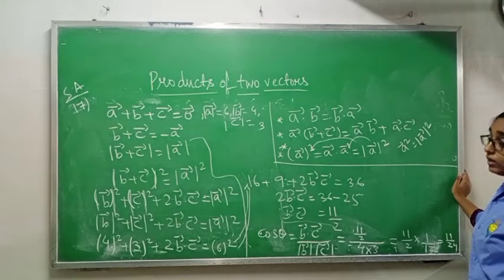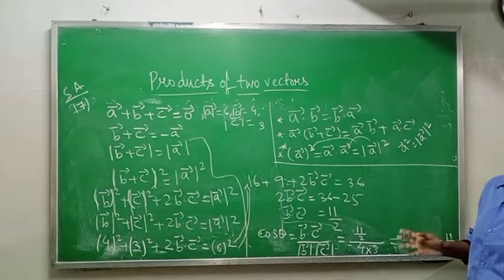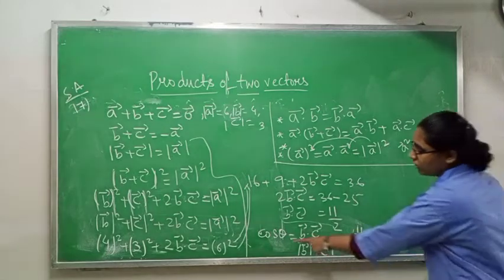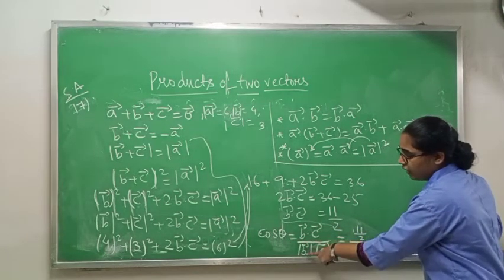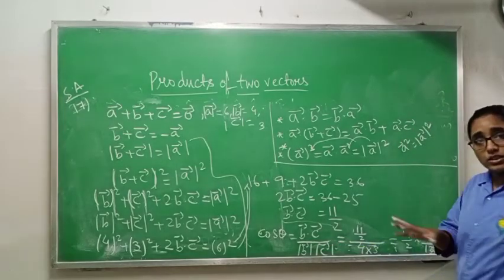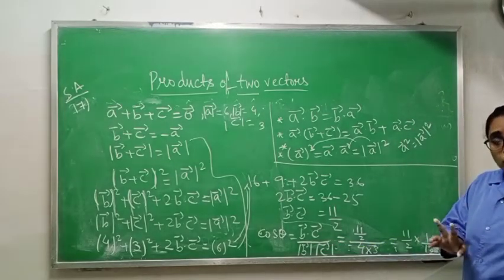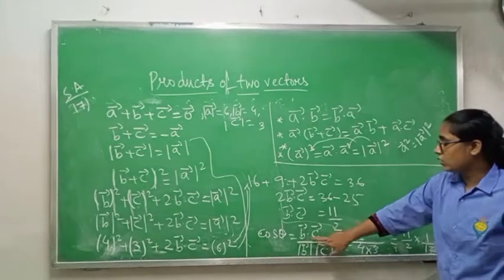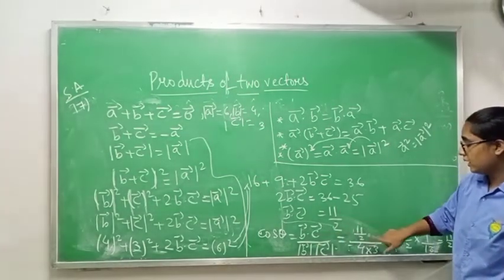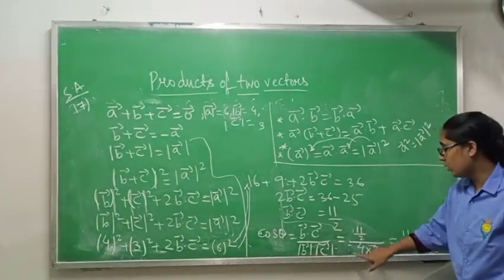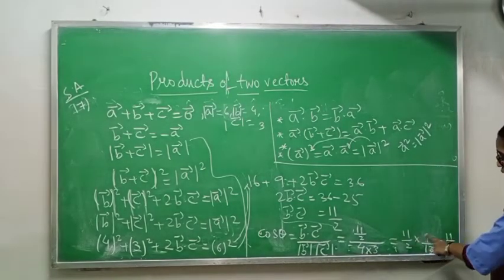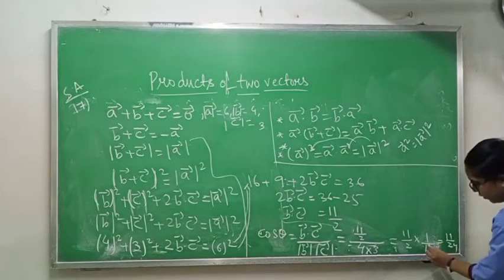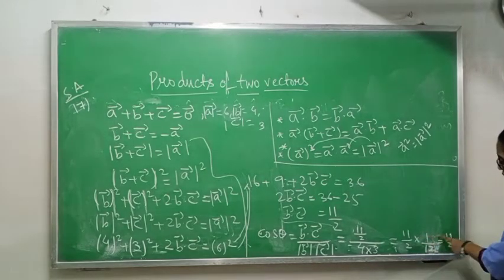Okay, understood up to here? Now they are asking the cosine of the angle between b and c. So cos theta equals b vector dot c vector divided by mod b times mod c. This is the formula of the dot product. So b vector dot c vector I got 11 by 2, and mod b is 4 and mod c is 3. After solving I am getting 11 by 2 into 1 by 12. So 11 into 1 is 11, 2 into 12 is 24.